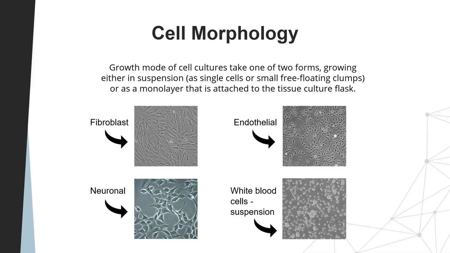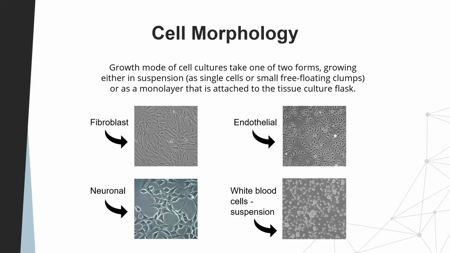Cell morphology refers to the physical structure, shape, and appearance of cells when you observe them under a microscope. It encompasses various features of cells such as the size, the shape, their organelle distribution, and also their surface characteristics. Studying cell morphology is very essential for your understanding of cell biology and physiology, because different cell types will exhibit different morphological characteristics that reflect their functions and their states.